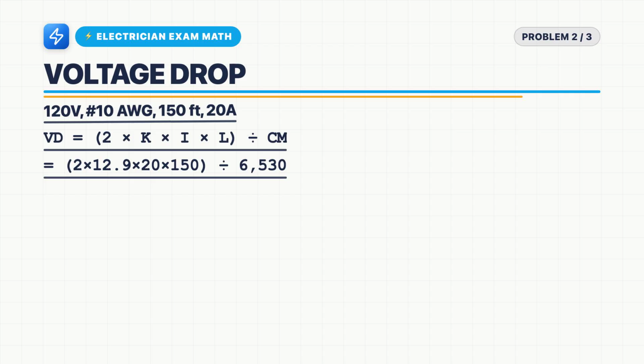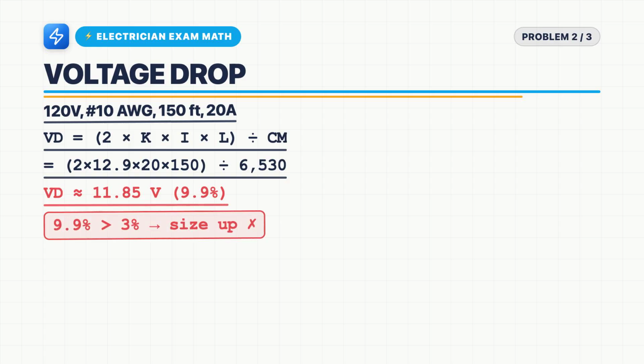Plug in 2 times 12.9 times 20 times 150 over 6,530. That is about 11.85 volts, nearly 10% of the supply. That's over the 3% the code recommends, so you would increase the wire size.